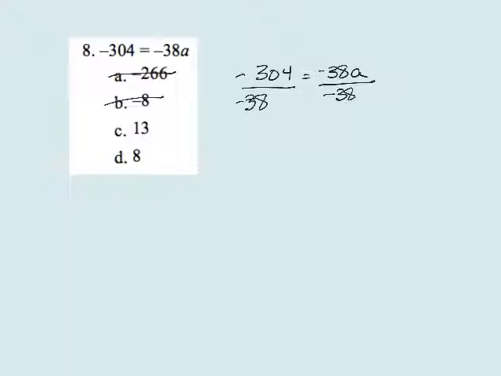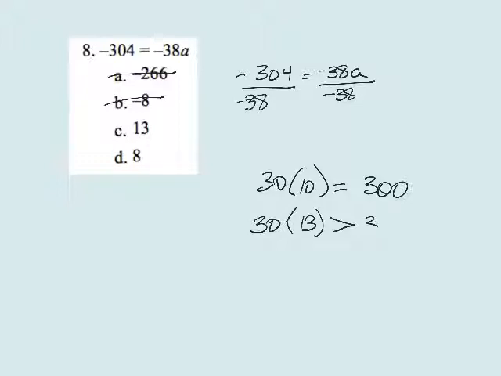Now, if I think about 30 times 10, that would be 300. So 30 times 13 would be bigger than 300. As a matter of fact, quite a bit bigger than 300. So I think that 13 is out. I think for sure it's letter D, positive 8. So I'll write A is 8. Be sure to check that on your calculator. I think you'll find out it's true.